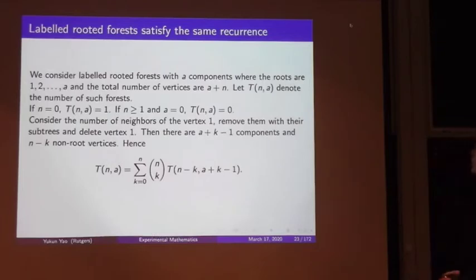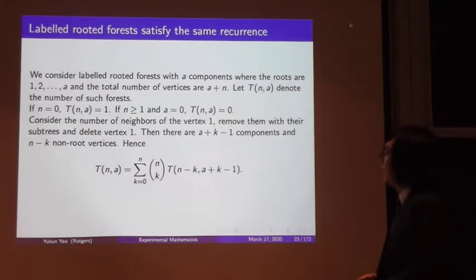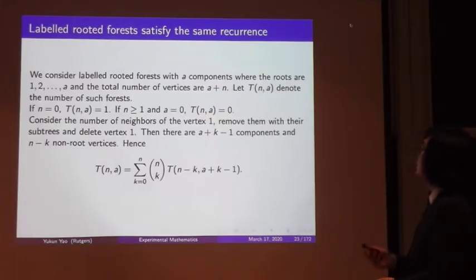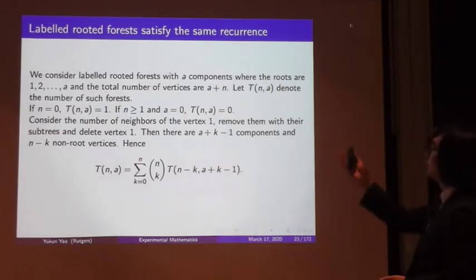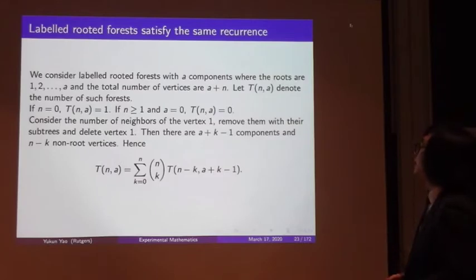And now we look at another combinatorial object: labeled rooted forests. We consider labeled rooted forests with a components, where the roots are from 1 to a, and the total number of vertices is a+n. We let T(n,a) denote the number of such forests. Then first we check the initial condition. They are exactly the same as P(n,a).